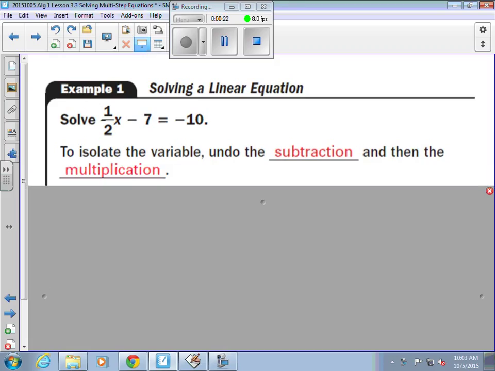We learned how to undo subtraction. Remember, the inverse operation of subtraction is addition. So you add 7 to cancel out minus 7. Remember, when you add it to one side, you add it to the other side.